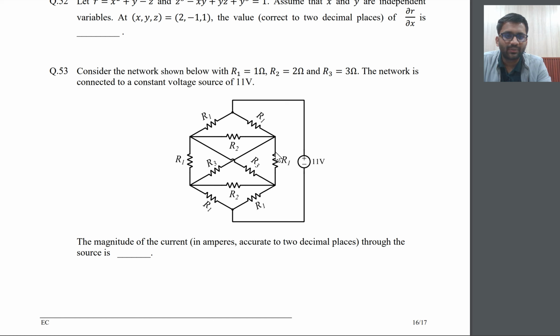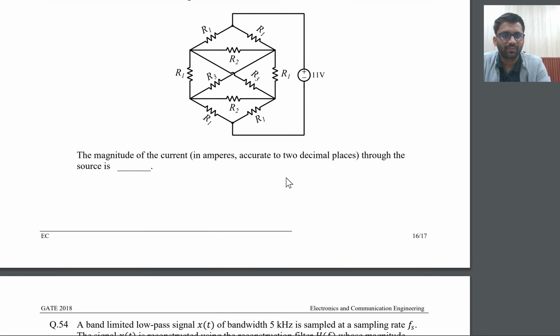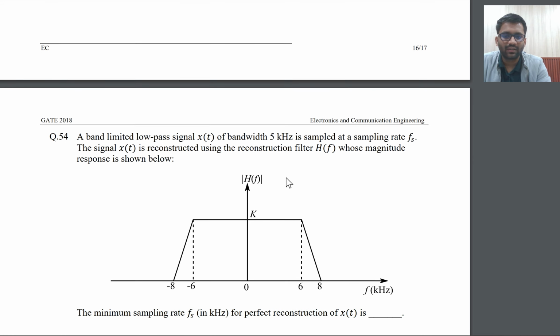If you are comfortable with the concept of equipotential and you have network analysis as your favorite subject, then you would be able to solve it very quickly. Otherwise, it would take some time. So it depends on you. If you are comfortable, solve it at that time only. Otherwise, you can proceed to the next one, right?